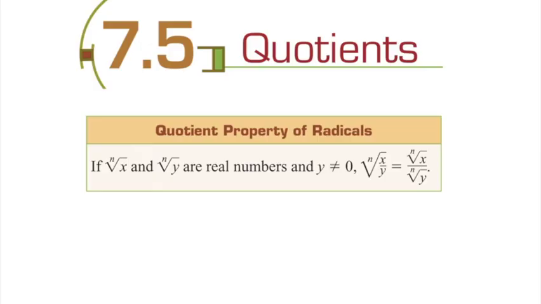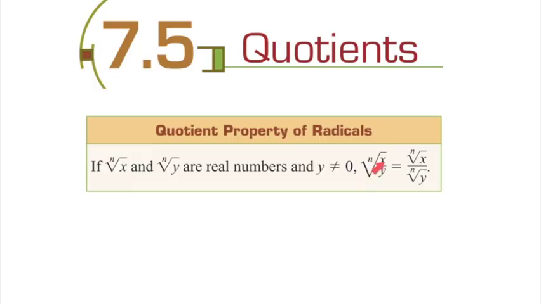Quotients. So quotient means division, obviously. If we have two radicals with the same index, you'll notice that this has an n and this has an n. These have to have the same index for this quotient rule to work. Then if you have a fraction, these are the same thing.